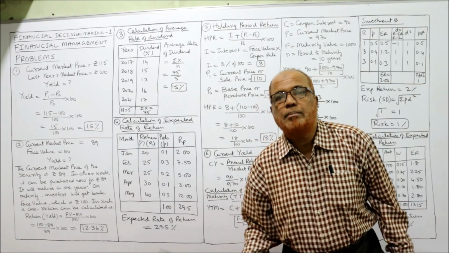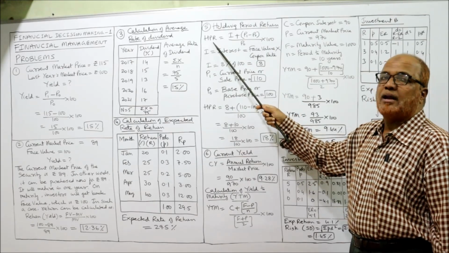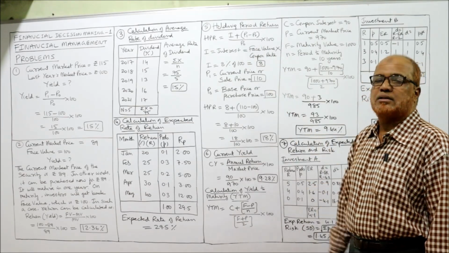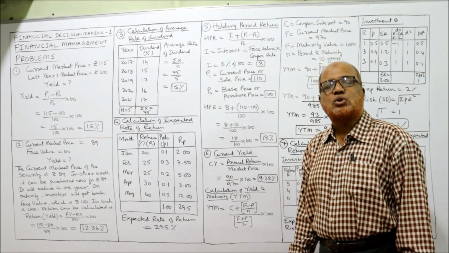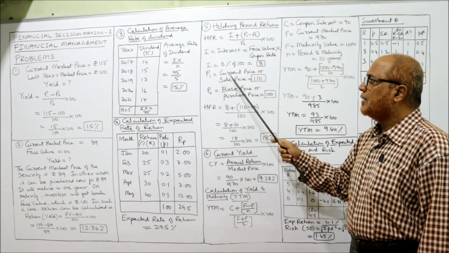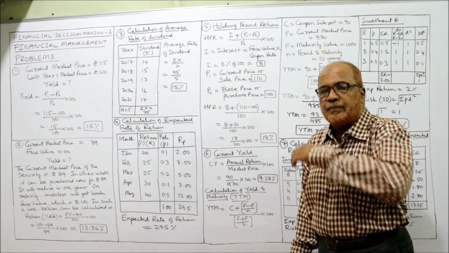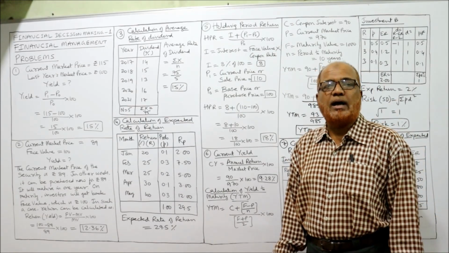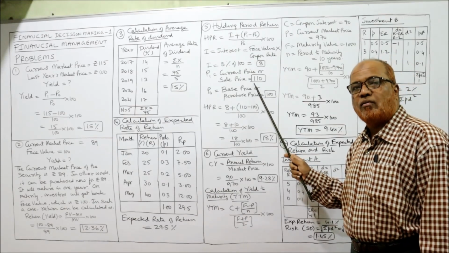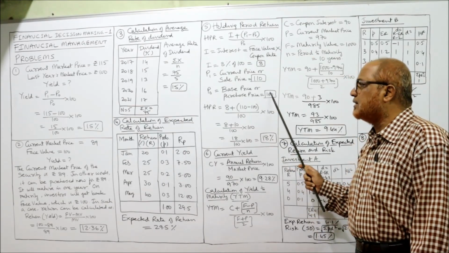So what is the holding period return? HPR. So here you can see holding period return. HPR is equal to I plus P1 minus PO divided by PO into 100. I stands for interest, coupon interest. That is 8% of 100, 8 rupees. P1 stands for current price or sale price. At the end of the year, it will be sold for 110. PO, base price or purchase price. So at present, the price is 100.